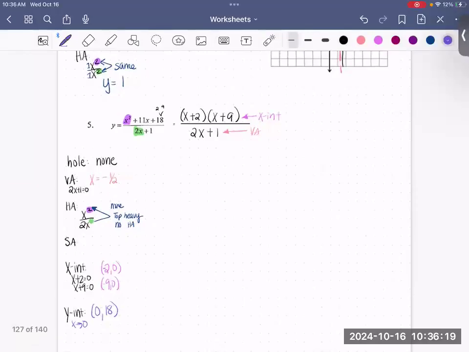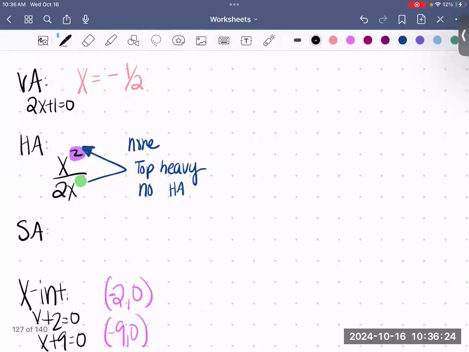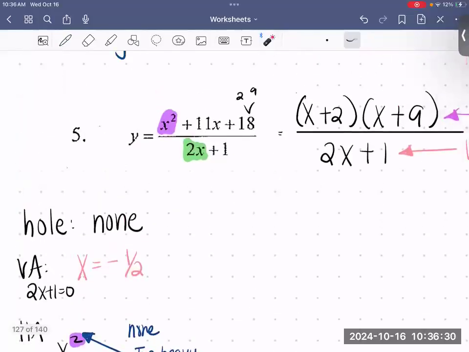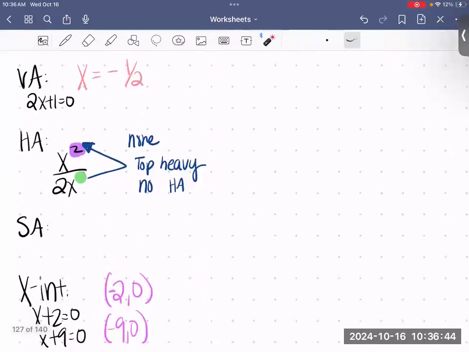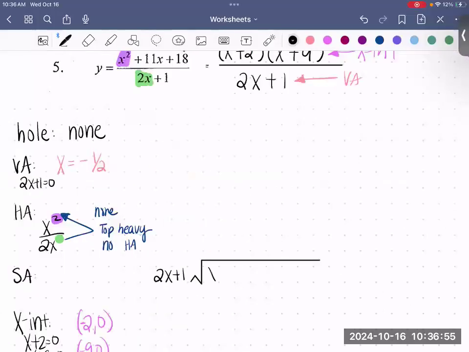Now, let's take a look at your slant asymptote. With a slant asymptote, we're going to use polynomial long division or synthetic division. Because this is a linear, we can try to use synthetic division. However, it does get a little difficult because we will be working with a fraction. So if we prefer long division, which is probably what I'm going to show you here, it might be a little easier to work with. So with long division, we have 2x plus 1 divided into x squared plus 11x plus 18.